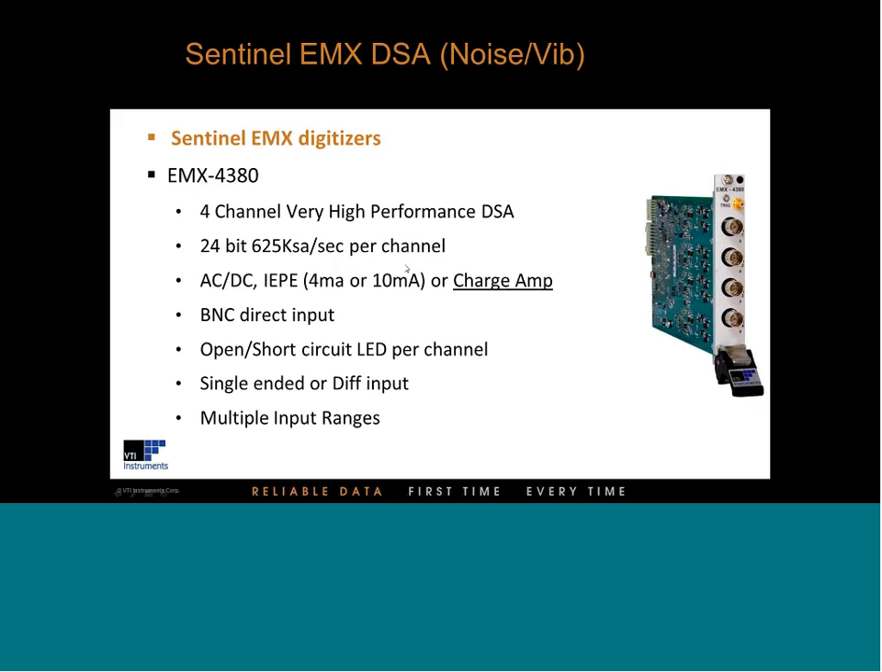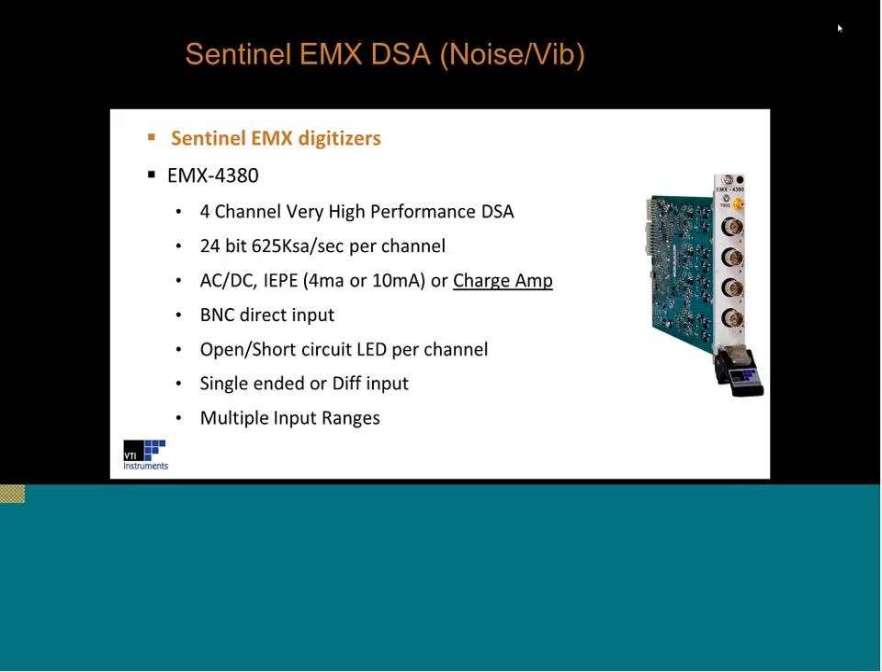So this card is very similar to the previous one. It's called the EMX 4380, 4-channel card, 24-bit, 625K samples per second. But this one adds the ability to work with charge-type transducers. So again, it's got the signal conditioning to work with AC and DC inputs, ICP or voltage, or even charge amp, all in one card.